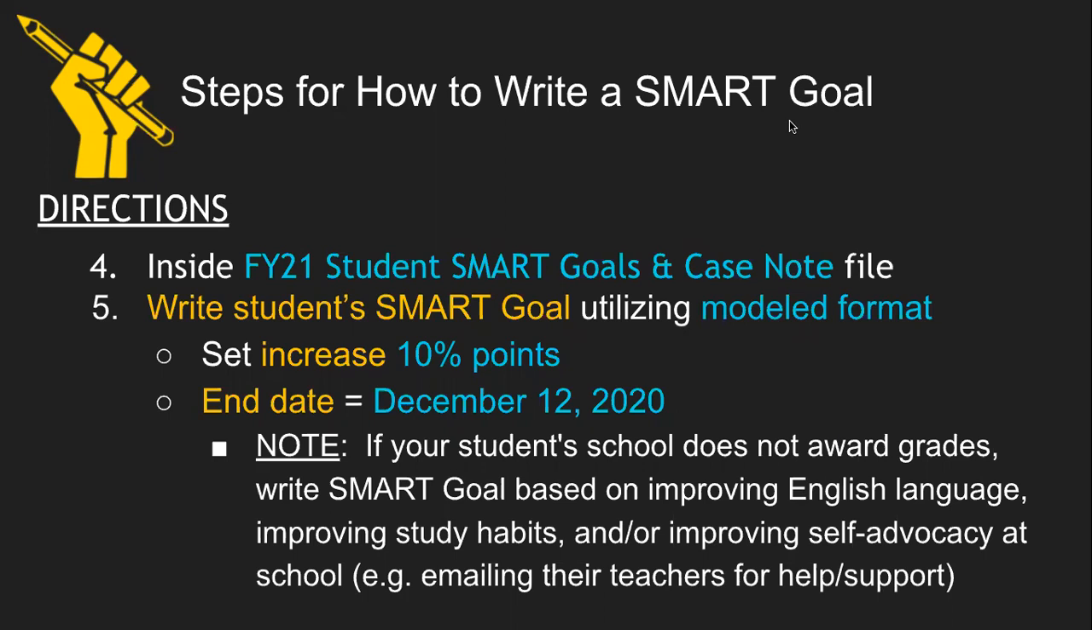And note, if your student's school does not award grades, write a SMART goal based on improving their English language, improving their study habits, and/or improving their self-advocacy skills at school. For example, their confidence writing their teacher an email asking for help or support. This SMART goal belongs in column C of the FY21 Student SMART Goal and Case Note file for each individual student.